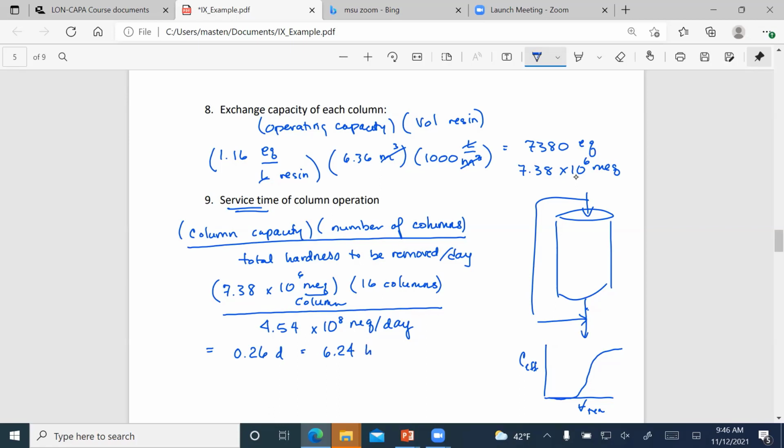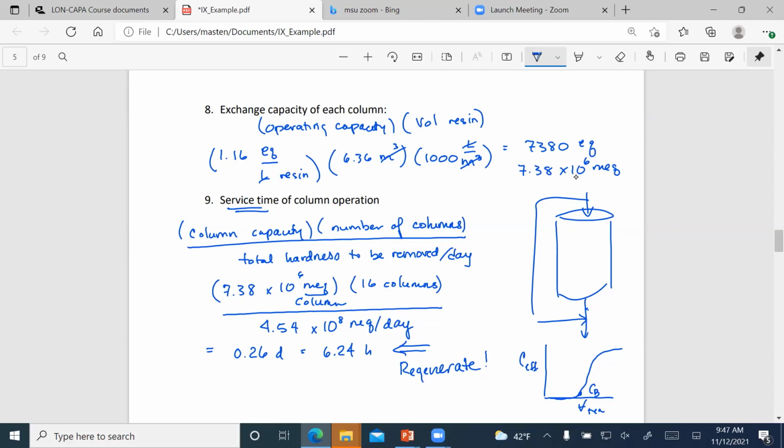So that means every 6.25 hours, what do we do? We're running bypass all the time. But what's happening here? Over time, our concentration is increasing. So when we reach breakthrough, after roughly 6.25 hours, what do we need to do? At that point, we need to regenerate the column.